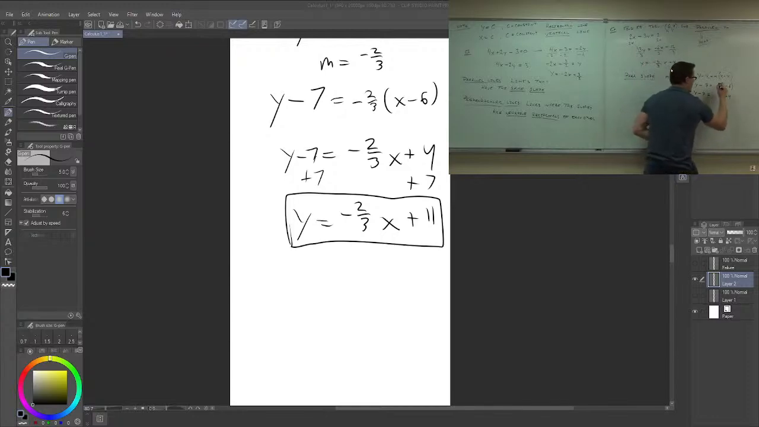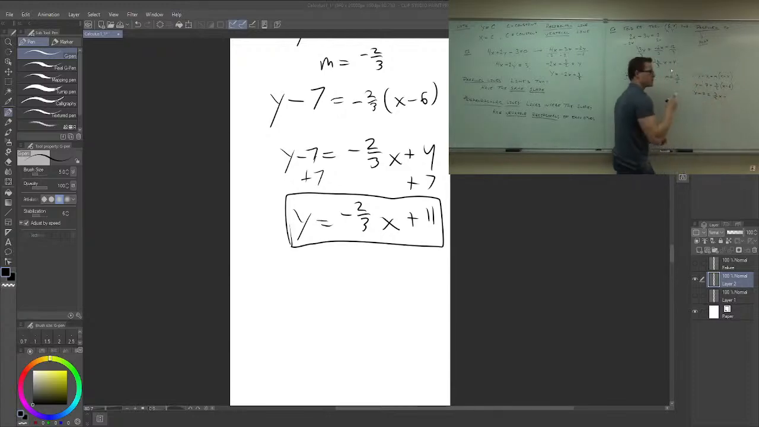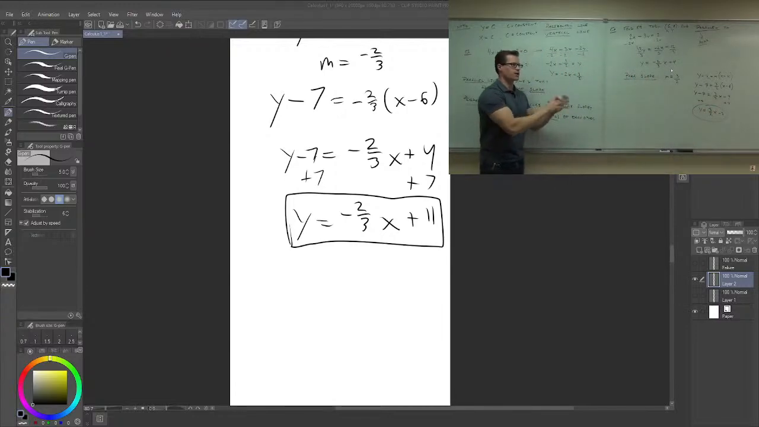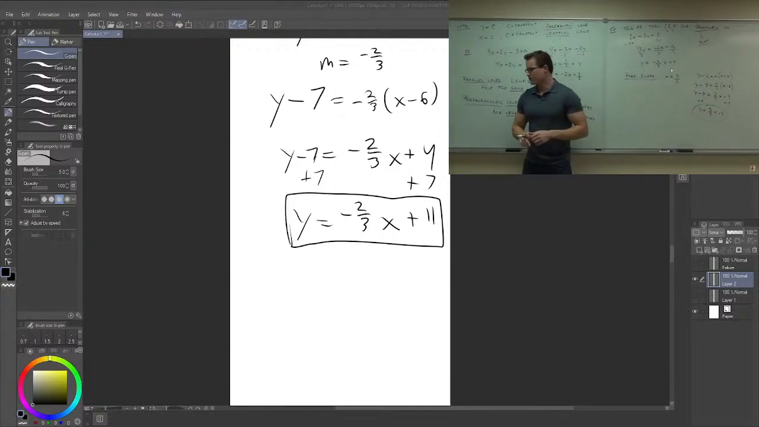This would change to our 3/2 x. It'd be minus how much? Minus 9. And if we added 7 to both sides here, we get 3/2 x minus 2. So we can find both the parallel and the perpendicular slope.